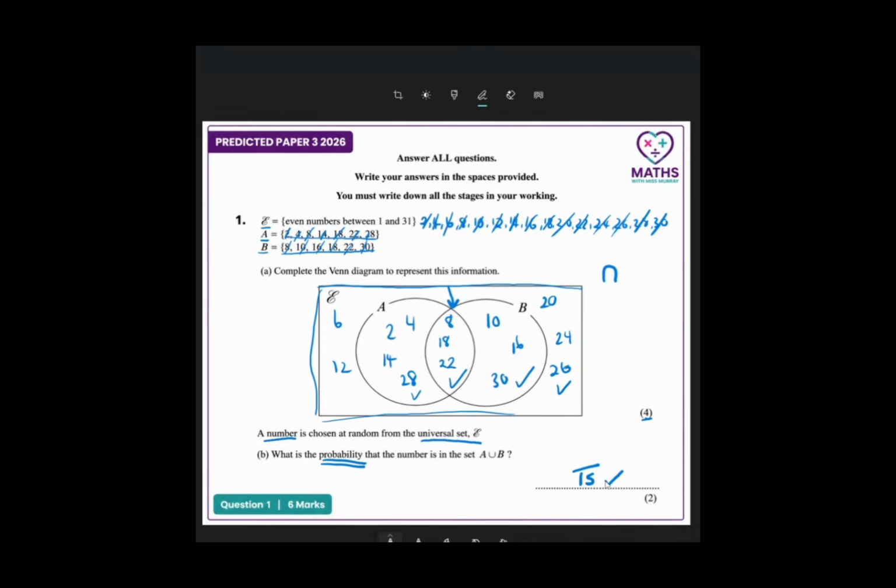What is the probability that it is in A union B, or A and B? Sorry, not and, A, that means or. So this is or.